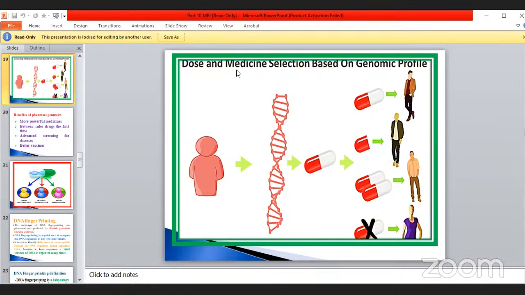Okay, see the dosage and medicine selection based on the genomic profile. How will they be identified? A person suffering from a headache or fever or whatever viral fever, one tablet is enough for this person, half a tablet for this person, 2 tablets for this person. And sometimes without taking any tablets, the disease will be completely curable. How is it possible? These are all interrelated to, which one you know?